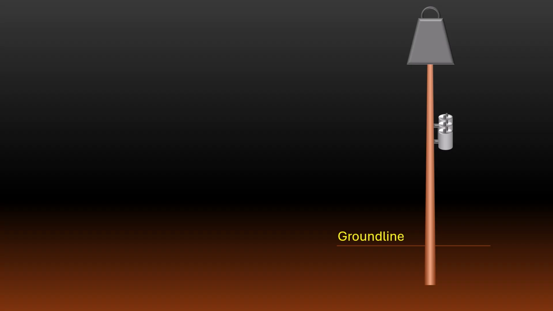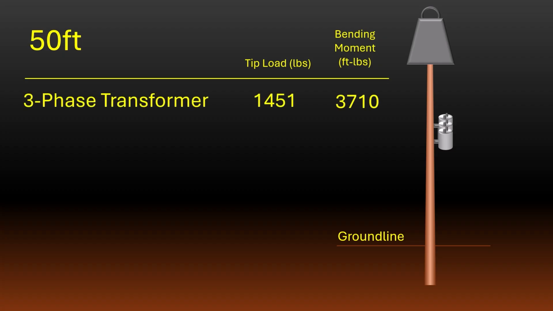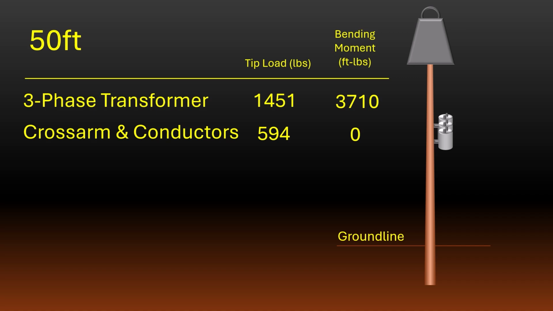Let's summarize all of this real quick. In Part 1, we started with a 50-foot pole. We then installed a 3-phase transformer bank. This created a tip load equivalent of 1,451 pounds and caused a permanent bending moment of 3,710 foot-pounds. We then added a cross-arm and 4-wire 336 ACSR conductors, which added another 594 pounds of tip load, but didn't create any additional bending moment.